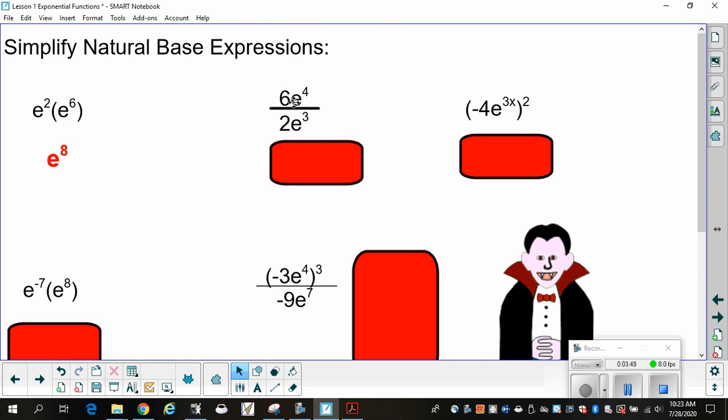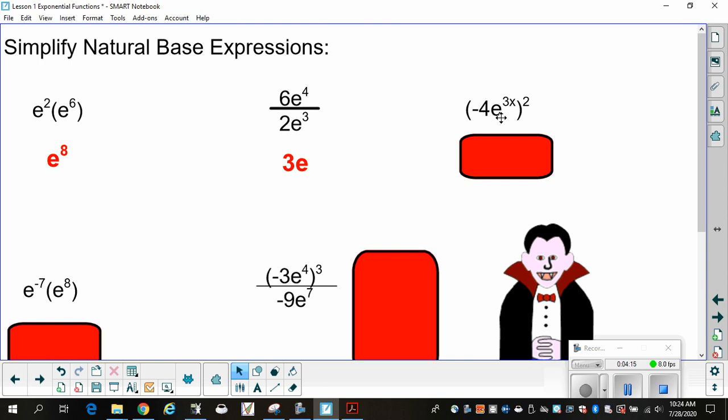Division: when you divide like bases, you subtract exponents. Now, 6 divided by 2 is still 3. When we're dividing numbers, we still divide numbers, so don't do subtraction here. This is 6 divided by 2, and that gives you your 3. e to the 4th divided by e cubed: that's where we do 4 minus 3, which leaves us with just e to the 1, or e.